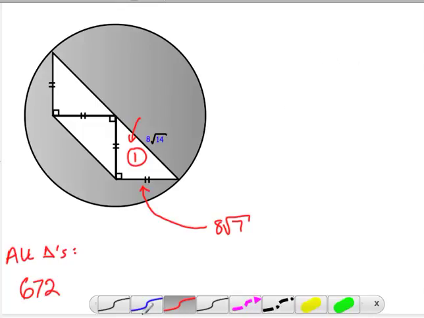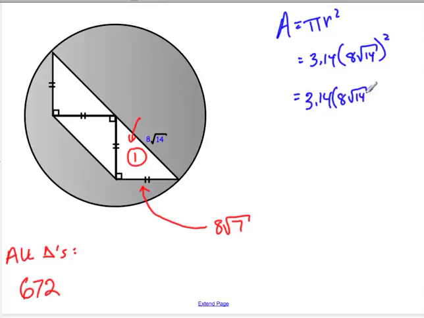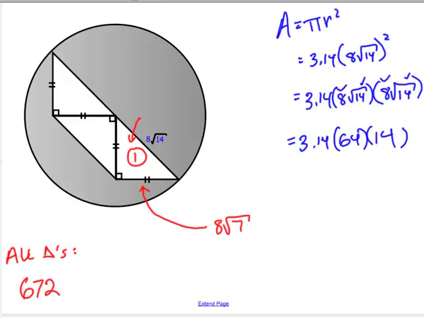And the area of the circle would be pi r squared. And that would be 3.14 times 8 times the square root of 14 squared, which would be 3.14 times 8 times the square root of 14 times 8 times the square root of 14, which would be 3.14 times, let's see, 8 times 8 is 64, and the square root of 14 times the square root of 14 is 14. And I think I'm going to go do that on some scratch paper.